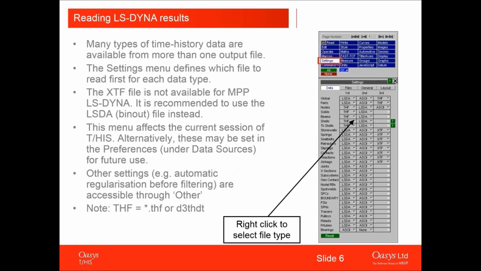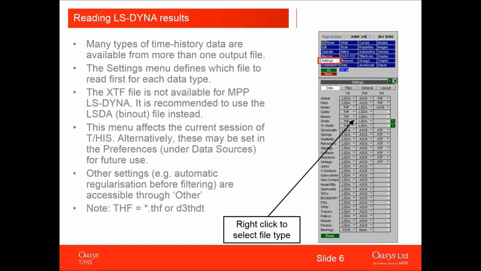Okay, so we can choose our settings for which files are read in. In DYNA, many time history data are available in more than one output file, and the formatting of the data and what it specifically has in it depends on which file it's written to. For example, if you have your global energies, they will be written in a slightly different way in the different files that it's output to.